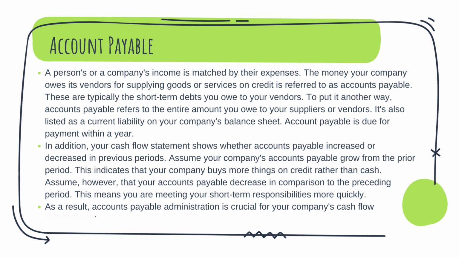In addition, your cash flow statement shows whether accounts payable increased or decreased in previous periods. Assume your company's accounts payable grow from the prior period. This indicates that your company buys more things on credit rather than cash. Assume, however, that your accounts payable decrease in comparison to the preceding period. This means you are meeting your short-term responsibilities more quickly. As a result, accounts payable administration is crucial for your company's cash flow management.